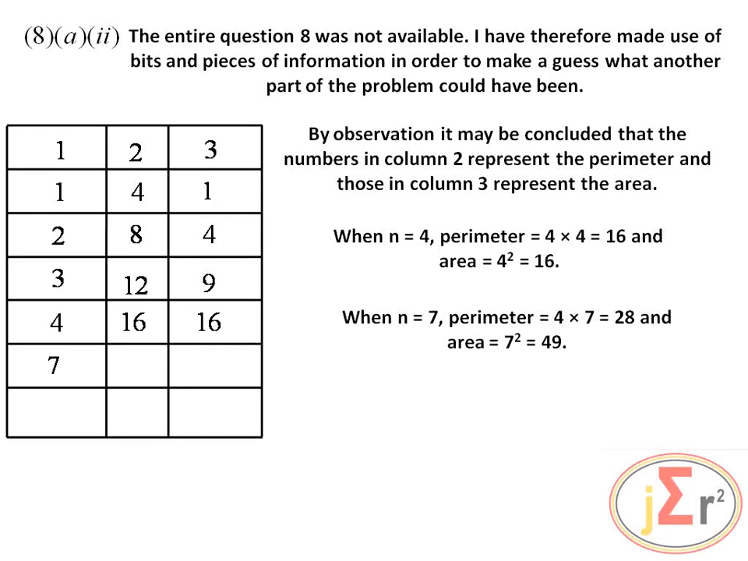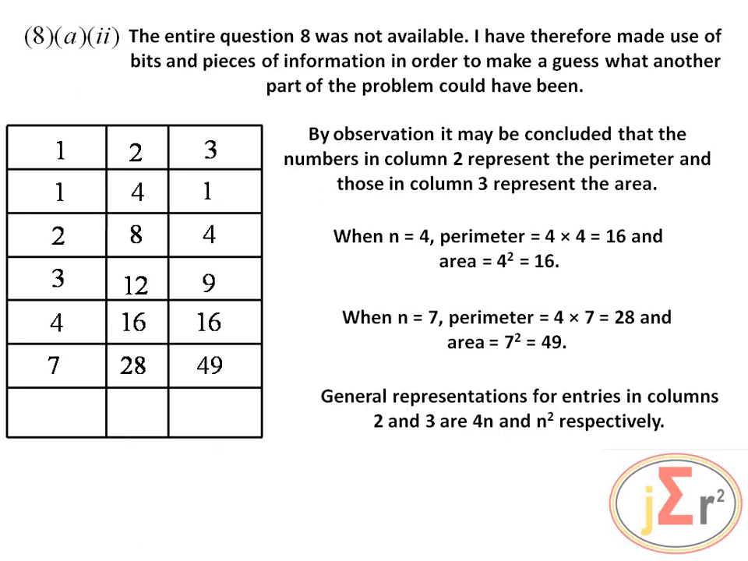And of course, the area is going to be the length multiplied by the width. In this particular case, we have a square. The length and the width are equal, and they are equal to 7 units. So the area is going to be 7 multiplied by 7, which is equal to 49. General representations for entries in columns 2 and 3 are 4n and n squared, respectively.